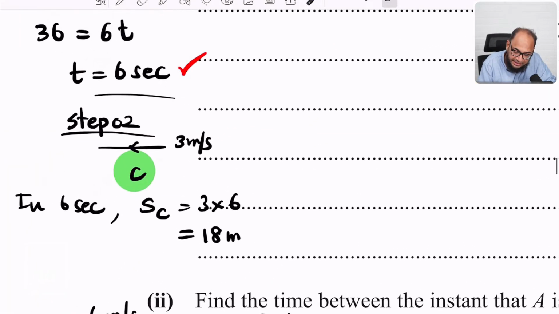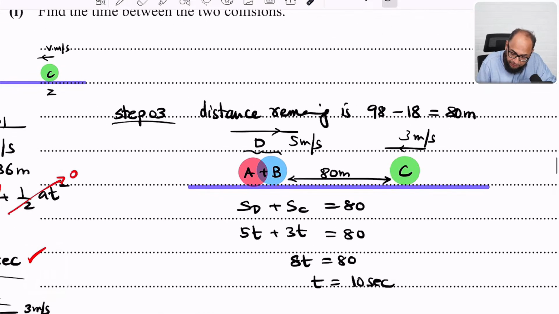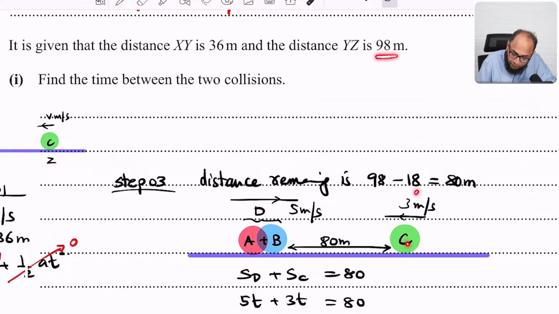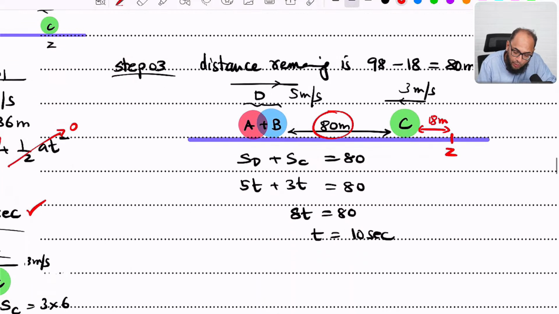Coming back to this, step 2. C is traveling at 3 meters per second. In 6 seconds, it will travel 18 meters. Step 3: the distance remaining is 98 minus 18. Z is somewhere over here, it has traveled 18 meters, and 80 meters are left. Now A and B coalesce and form particle D traveling at 5 meters per second.